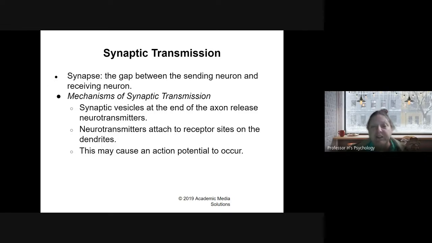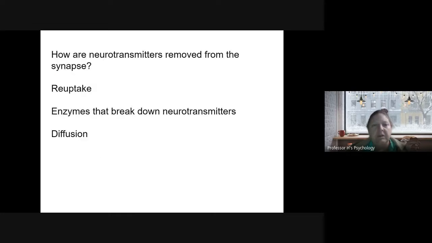An action potential is what we call that stimulation that causes the neuron to fire. When the neuron gets enough stimulation, it changes its polarity, it changes its negative charge, and then it shoots an action potential down that axon. We'll get into details about that in our next video. So how are the neurotransmitters removed from the synapse? Reuptake, they're taken back up; enzymes that break down the neurotransmitters; and diffusion. But we already talked about that, so I don't really need to go into a lot of detail on this.